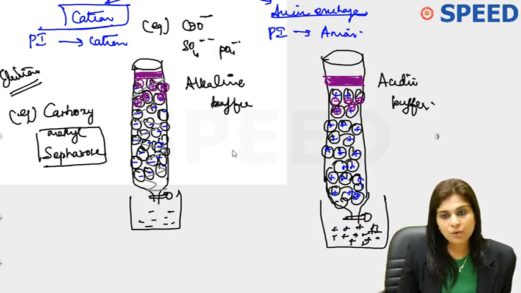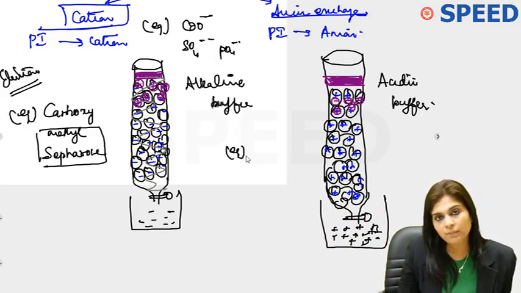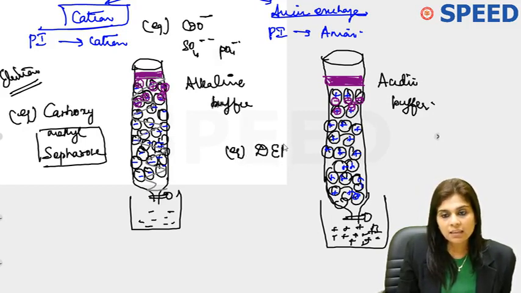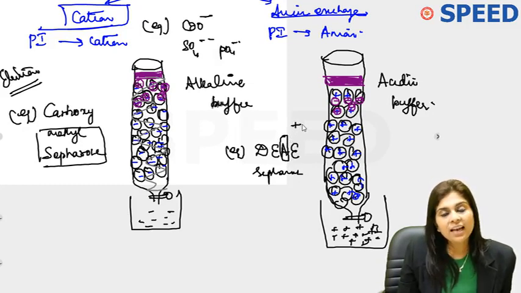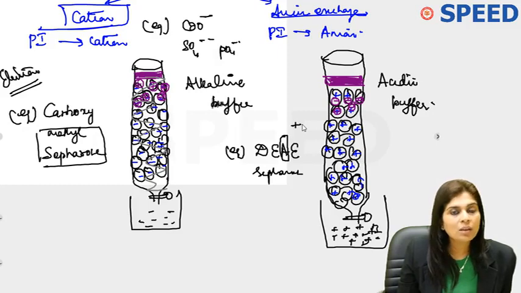An example for anion exchange column is diethyl aminoethyl saccharose or cellulose. All that you need to observe here is there is an amino group, which is a quaternary ammonium group, which is positively charged. So it will act as an anion exchange column.